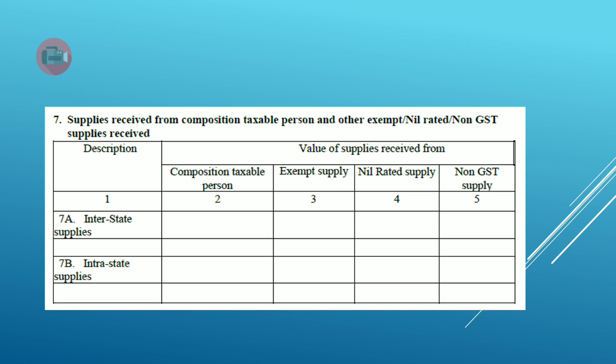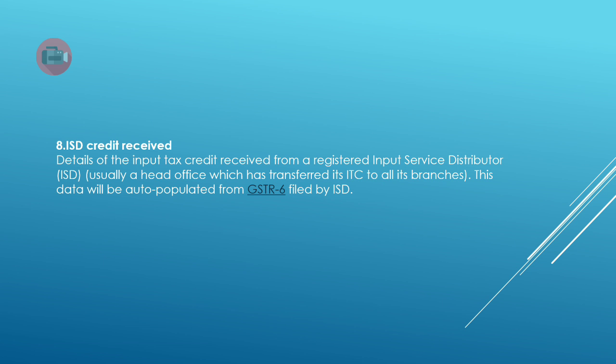Description: interstate supplies, GST composition taxable person, exempt supply, nil rated supply, non-GST supplies, value of supply received from. This is the format. You can see that ISD credit received: details of the input tax credit received from a registered input service distributor, usually a head office which has transferred its ITC to all its branches.